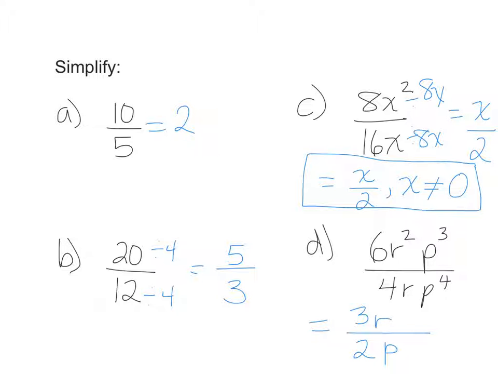So this is equal to 3r over 2p with the restriction that r cannot equal 0 and p cannot equal 0, because if either one of those is 0, that denominator will be equal to 0.